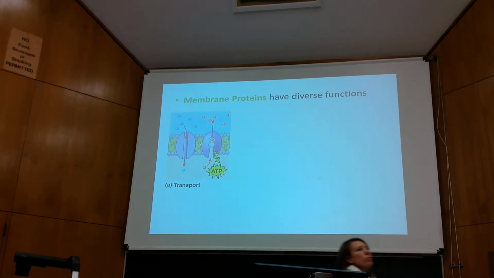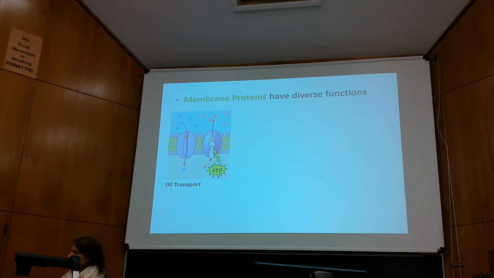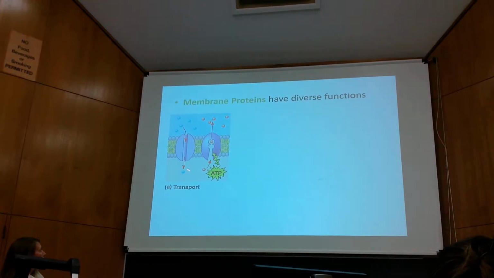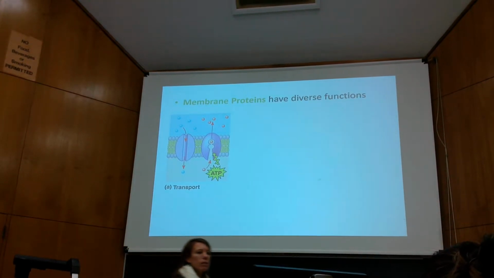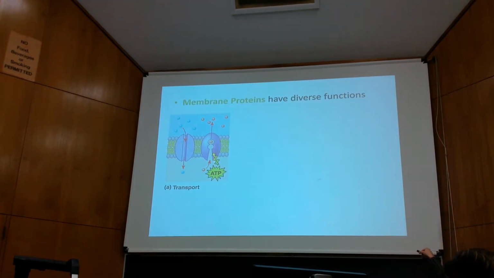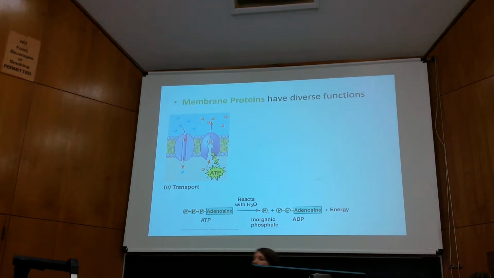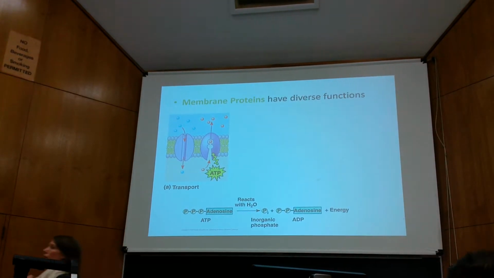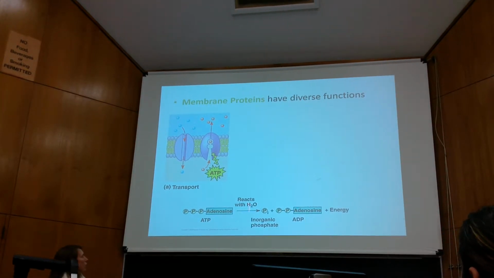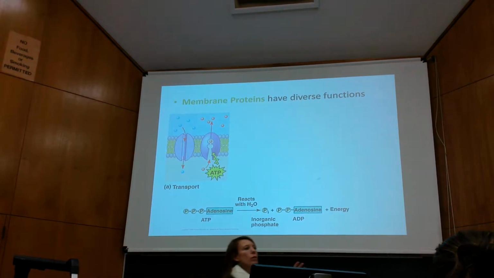So these proteins have a very diverse number of functions depending on their structure. Some, as I mentioned, are used for transport. And we're going to talk about this in detail, but it can either be passive, where it doesn't require any energy, or it might be an active type of transport that requires energy from the cell. So remember, in the cell, we get our energy from the ATP molecule. When ATP is in water, it can react to release that end phosphate group, which releases some energy.